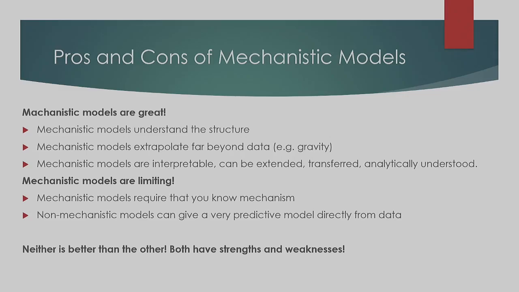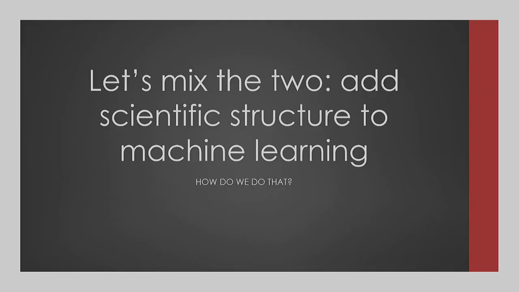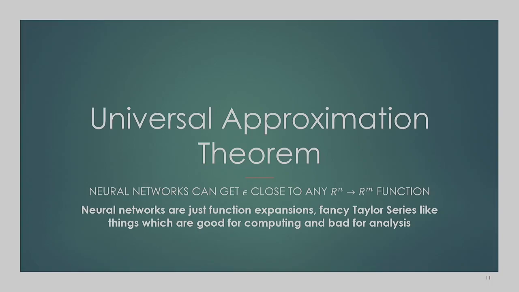And so maybe instead of asking whether people should be taking the differential equation course or machine learning, what needs to happen is we need to start doing them both in tandem, so that we can use the pros of both while mitigating each of their cons, right? And so let's start to mix the scientific structure with machine learning. It's clear that we should do that, but how exactly do we do it? What we're really going to take from machine learning is the universal approximation theorem.